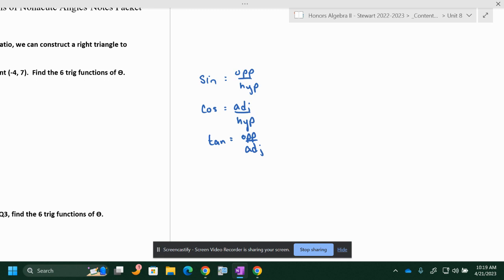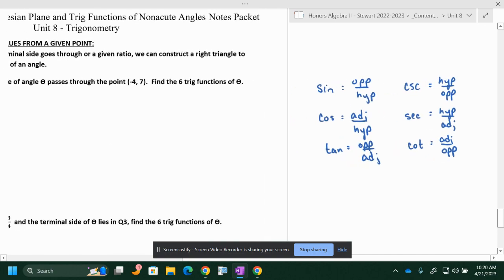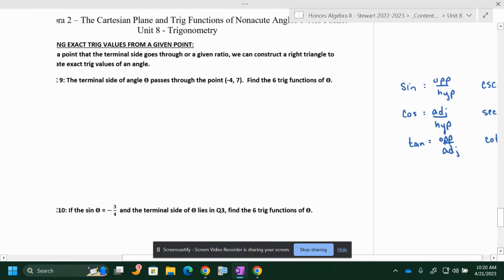We also have their other 3 ones. This one is cosecant, which is the hypotenuse over the opposite. We have the secant, which is the hypotenuse over the adjacent. And we have the cotangent, which is the adjacent over the opposite. So we're going to use those in order to construct our triangles within our circles using trig ratios.